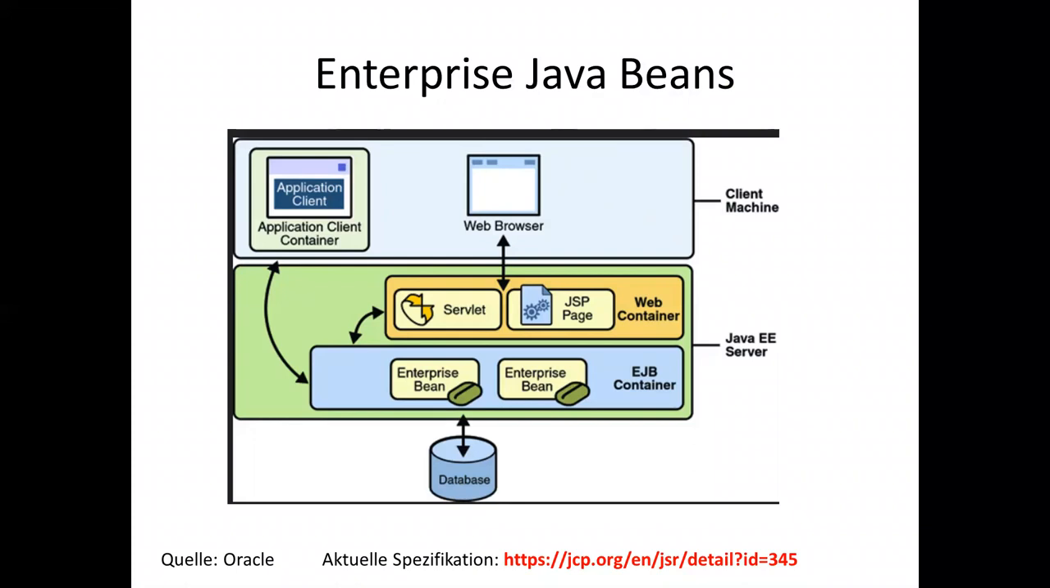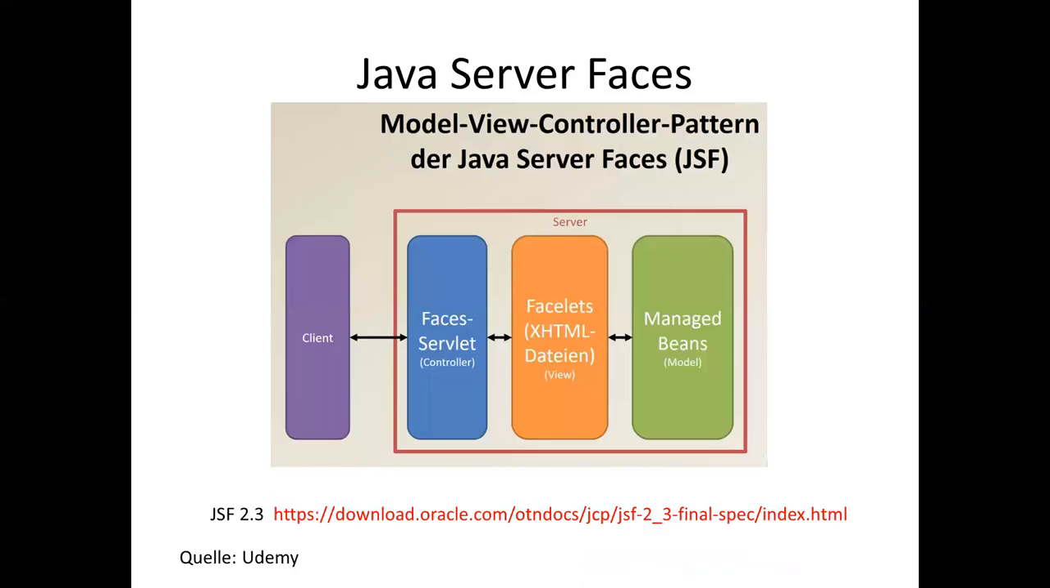First of all, Enterprise Java Beans. The main reason behind Enterprise Java Beans is to provide a software layer which allows you to do heavy business calculations, like calculating exchange rates or calculating amounts of items in your database, things related to business. This data will then be forwarded to the Java Server Faces.